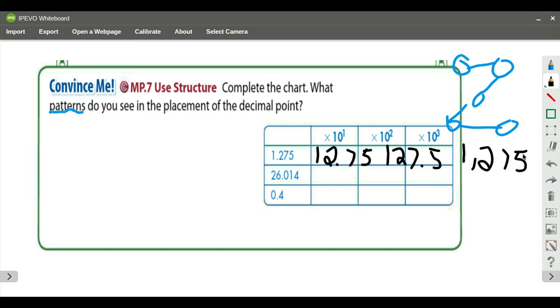So let's try it again. I'm going to pop down here to 4/10. If my decimal moves one place to the right, if I multiply 4/10 by 10, I get 4. If I multiply 4/10 by 100, I get 40. And if I multiply 4/10 by 1,000, I get 400. So the decimal is moving one place to the right each time.